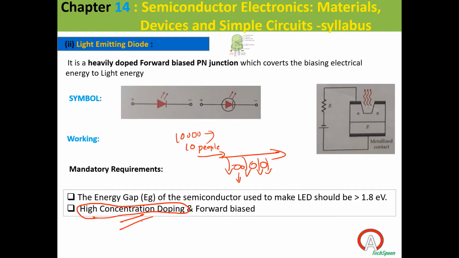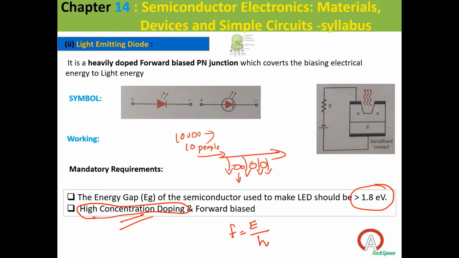Why we require high concentration doping? Clear, right? Now think about why we require 1.8 electron volt. Second mandatory requirement. We know that the frequency of electromagnetic wave is equal to energy divided by h. What is h? Planck's constant, right?